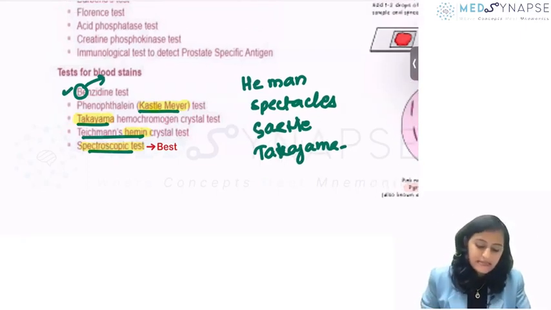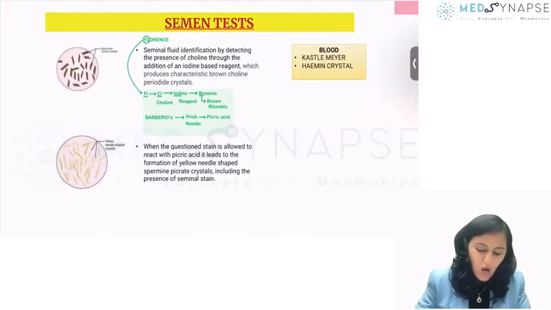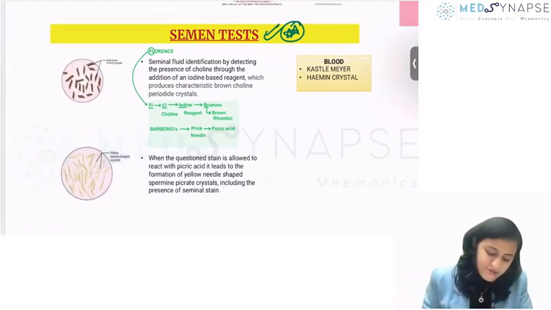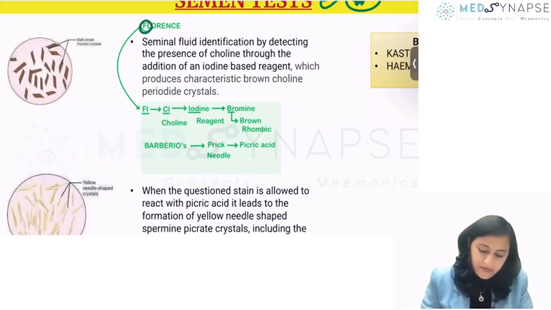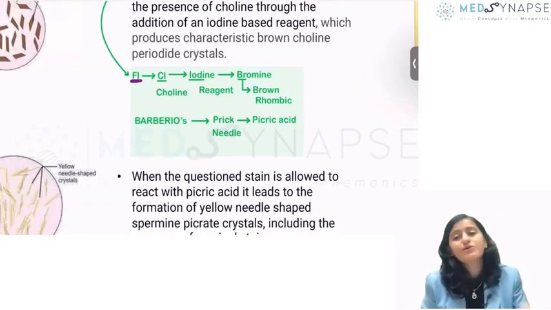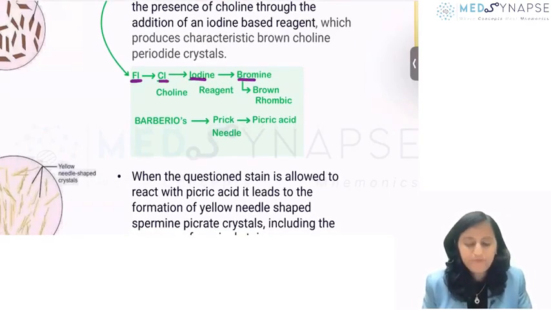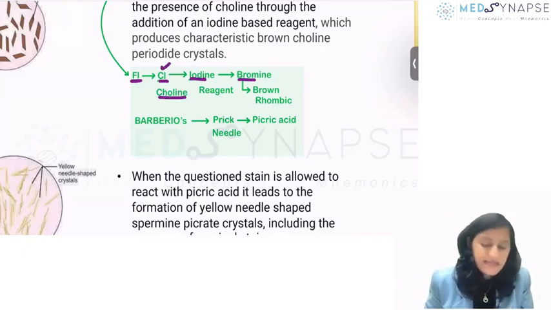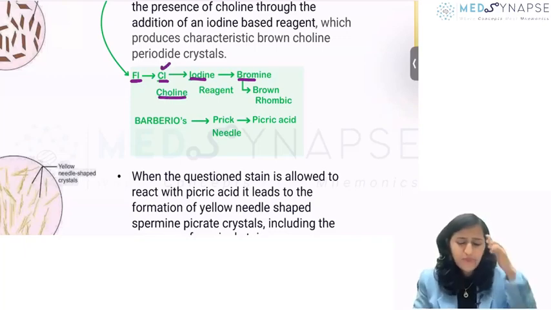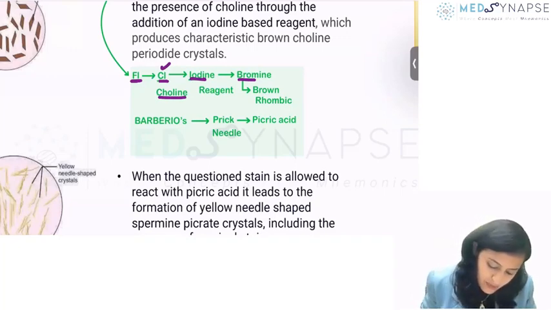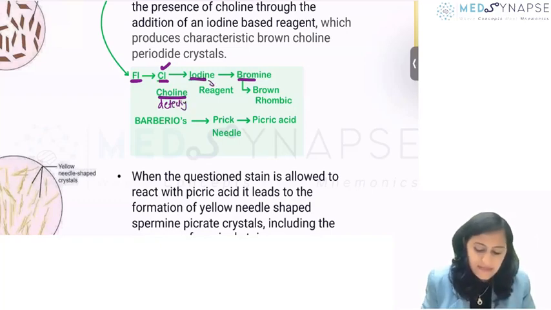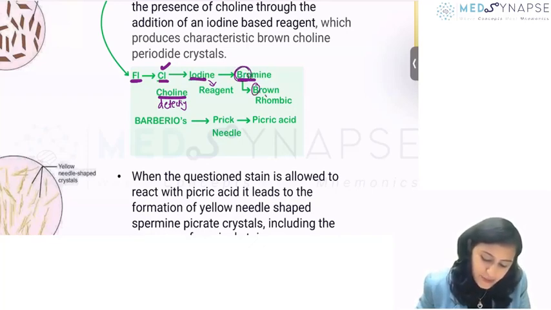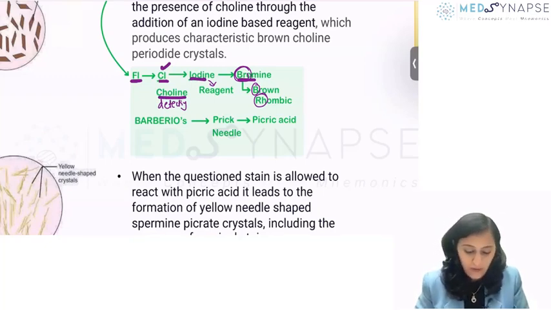Okay? For the tests for semen, first look at this one, which has come many times in the exam, very, very important. Florence and Barberio's. A very easy trick to remember is Florence. Remember, fluorine is fluoride. Remember all the halides: chloride, iodide, bromide. So fluorine, chlorine, iodine, bromine. Just remember this much. So in Florence's test it is choline that we are detecting, choline in the semen. Iodine is the reagent used, the iodide one, and bromine is brown rhombic crystals. It gives these brown rhombic crystals.